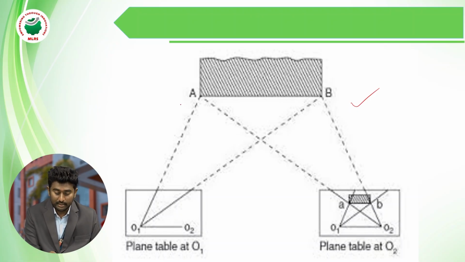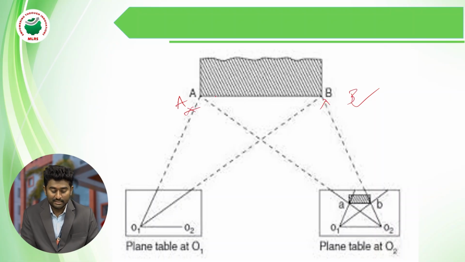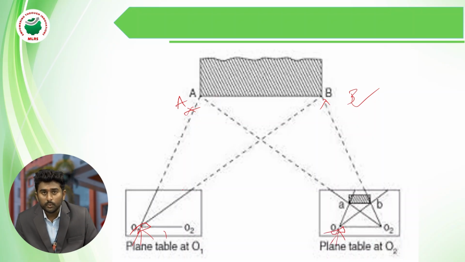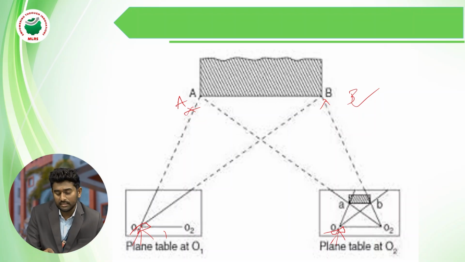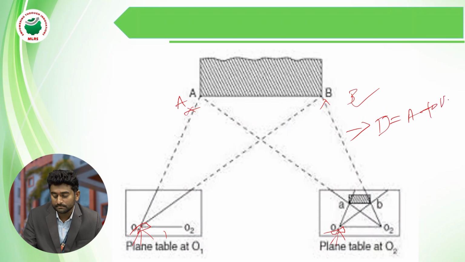To fix A and B, the distance between the two points. To fix station 1 and station 2. To find the measurements on the drawing sheet, the table is shifted to the other station. The same process is followed simultaneously in the intersection method. Generally, the principle of the intersection method is the distance from A to B.